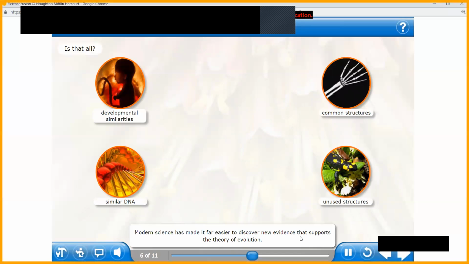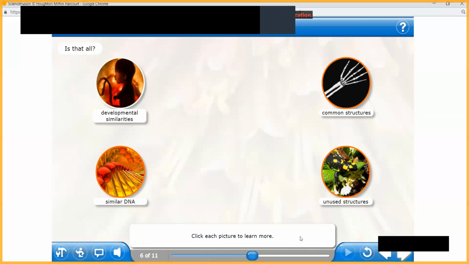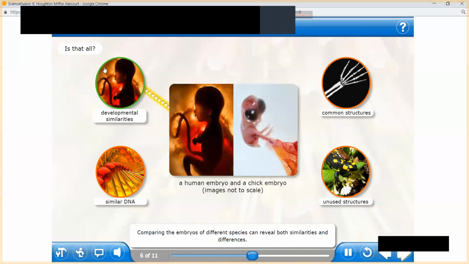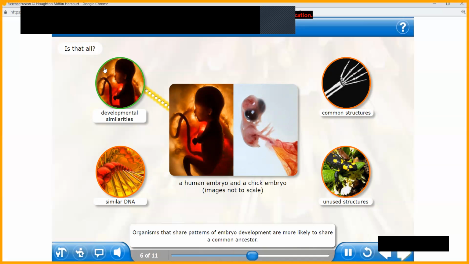Modern science has made it far easier to discover new evidence that supports the theory of evolution. Click each picture to learn more. Comparing the embryos of different species can reveal both similarities and differences. Organisms that share patterns of embryo development are more likely to share a common ancestor. This hypothesis can be further tested by comparing the DNA between the two organisms.